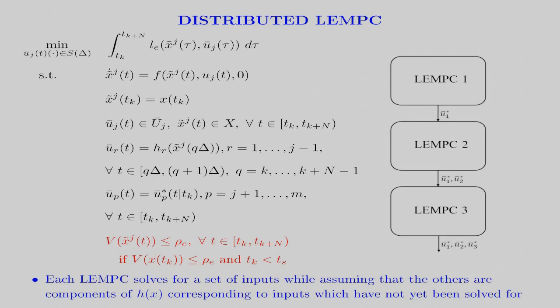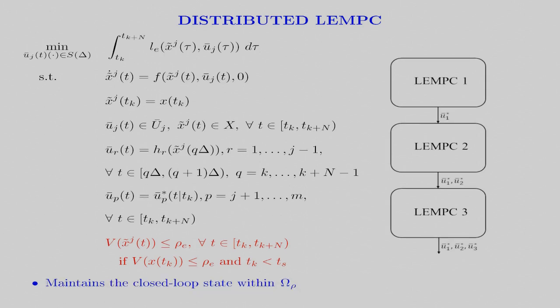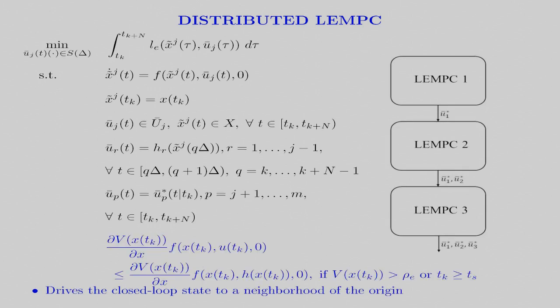Each controller solves for a set of inputs, assuming the input h of x for inputs later in the sequence which have not yet been solved for. And inputs from previously solved controllers are passed along to the next in sequence. Mode 1 of operation maintains the closed-loop state in omega rho, and mode 2 of operation drives the closed-loop state to a neighborhood around the origin.